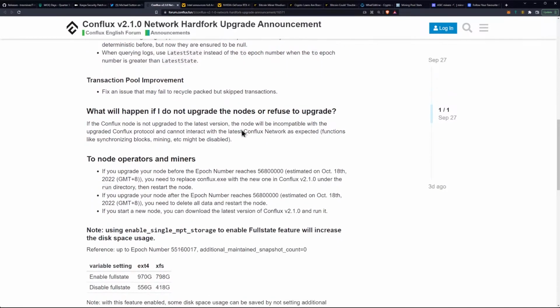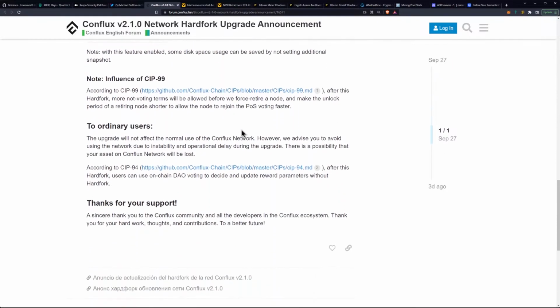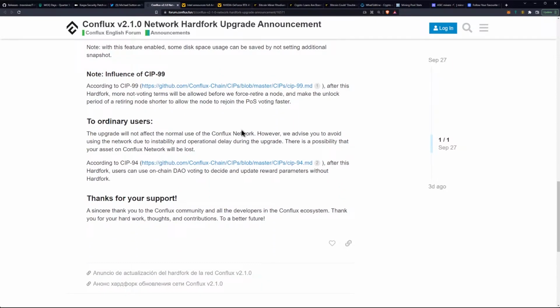So if you guys want to check out more details on this, you can definitely check it out down in the description below. To the ordinary users, this upgrade will not affect the normal use of Conflux network. However, they advise to avoid using the network due to instability and operational delay during the upgrade. There is a possibility that your assets on Conflux network will be lost. So according to CIP 94, after that hard fork, users can use on-chain DAO voting to decide and update reward parameters without a hard fork. So essentially being able to change the monetary policy without a hard fork is my understanding there.